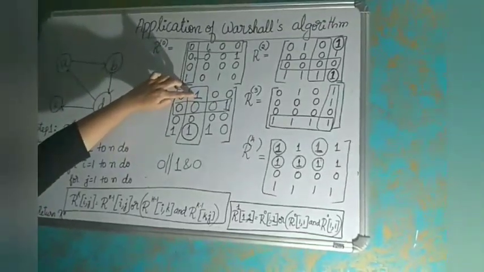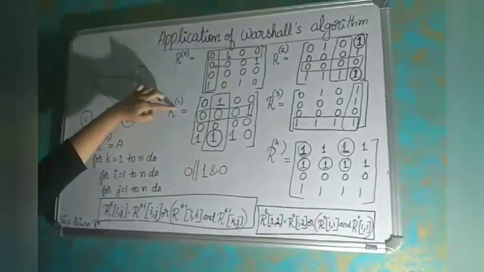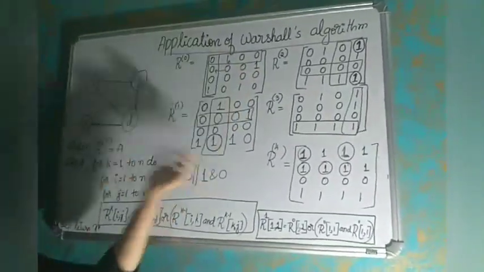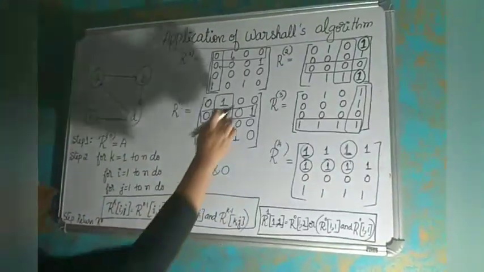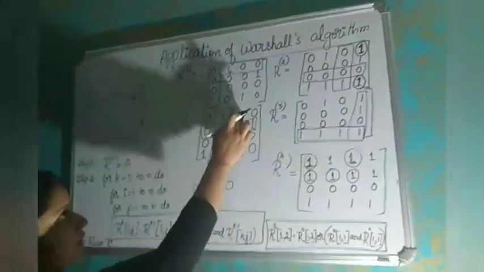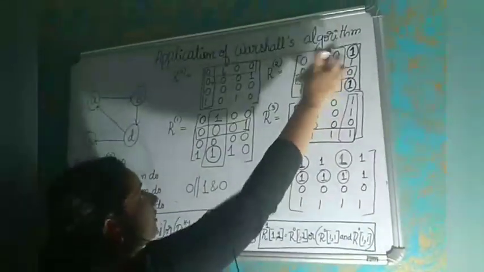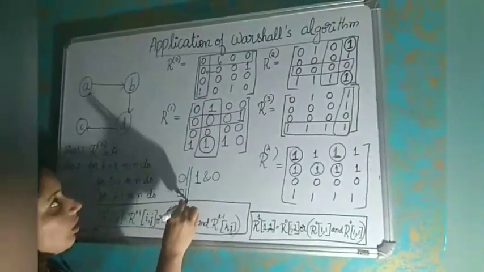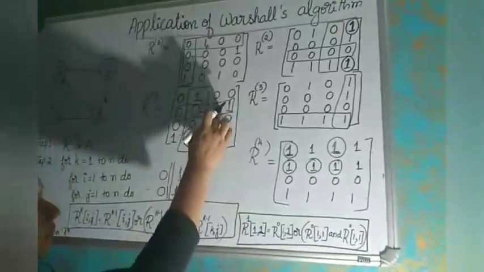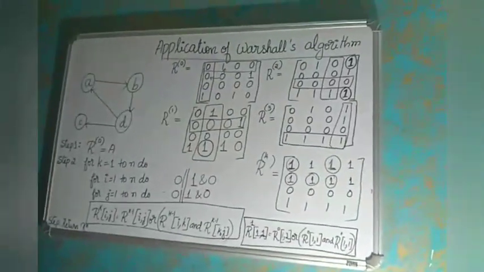Next is this one. This value will not change because it is in the second row. When you come from R1 to R2, the values of the second column will not change, and the values of the second row will not change. Only the remaining values you have to calculate. To calculate what should come in this position, you take this value 0 as it is, or in the same row we have 1, in the same column we have 0. So 0 or (1 and 0) will remain 0 only.